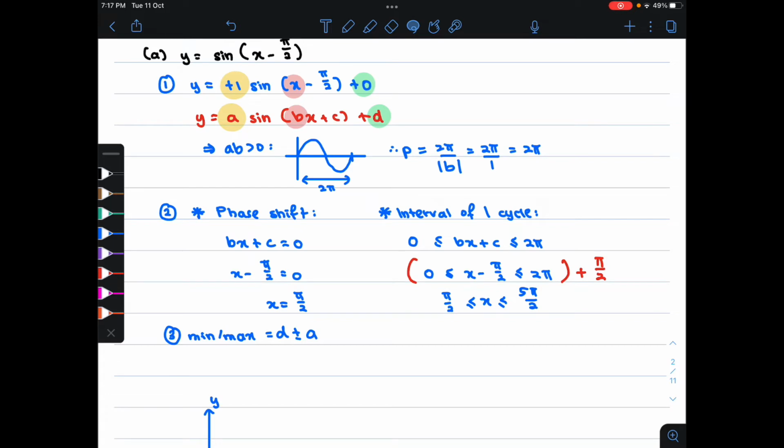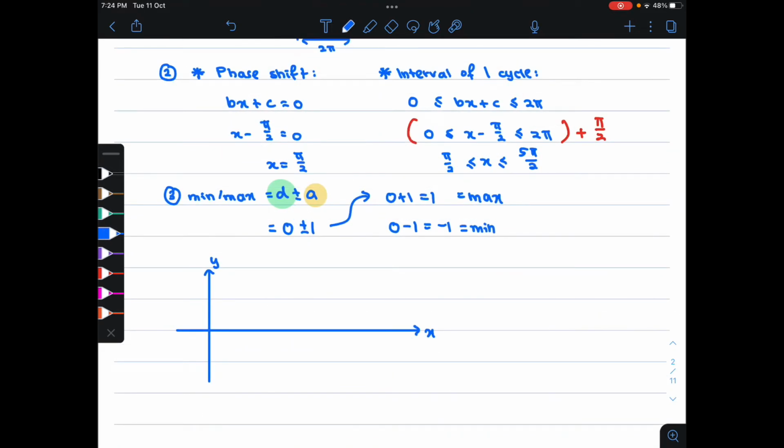The third step is to find the minimum and maximum, and you just need to use the formula d plus minus a. So d is 0 and a is 1. So you'll have 0 plus minus 1. So 0 plus 1 is 1 and 0 minus 1 is negative 1. So the smaller value will become your minimum value. The bigger value will become your maximum value.